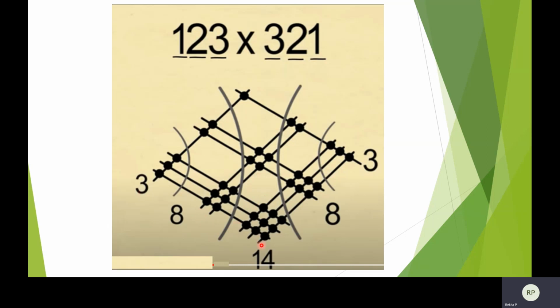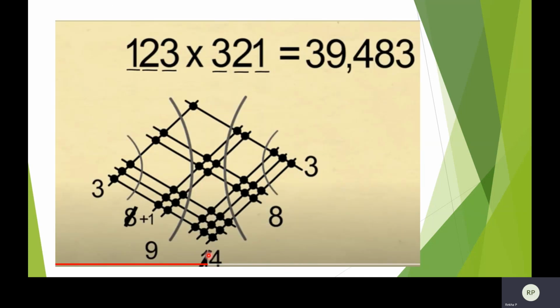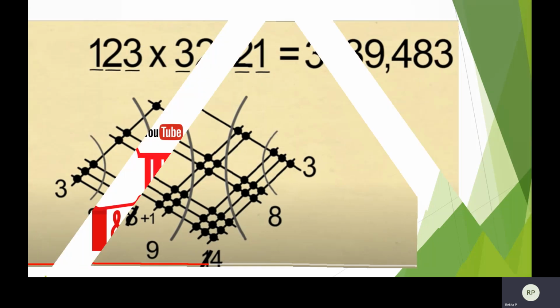Now 14 is a 2-digit number. What you have to do? You keep 4 here and add this 1 to its immediate one. So to this 8 you have to add 1. So this one you carry forward, 8 plus 1, and this will become 9. So now your answer is 394,883. 123 into 321, you will get it as 394,883.